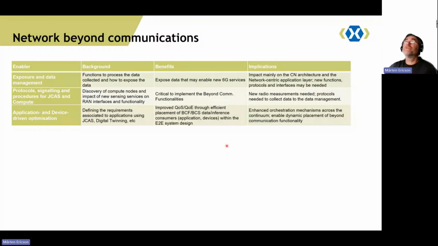Network beyond communications is, as I said, the different new services. The first enabler is called exposure and data management, and that's a little bit similar to what we had with the data ops in the AI part there. But here it's about the data management from sensing or compute. How do you handle this data? How do you expose the data from these services to the end users, and also in the network also? And that might require new protocols and interfaces.